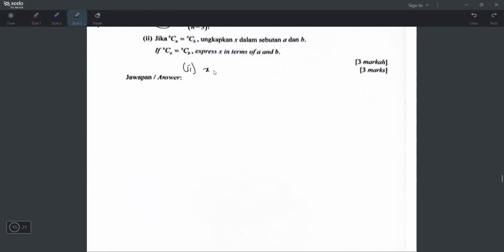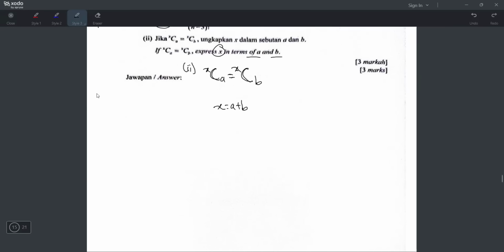So they say XCA equals XCB. Express X in terms of A and B. Okay, so the keyword here is equal, right? So this is C, this is C. The number on top is the same. So X equals A plus B. Yeah, that's the answer. There's nothing much to explain.